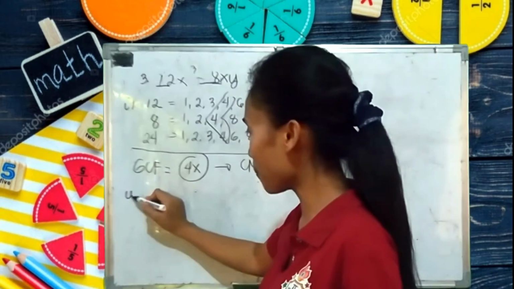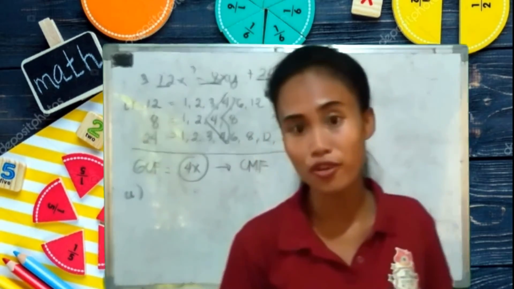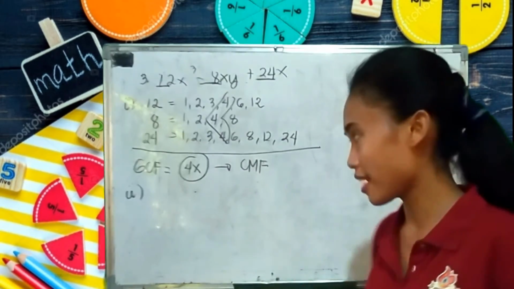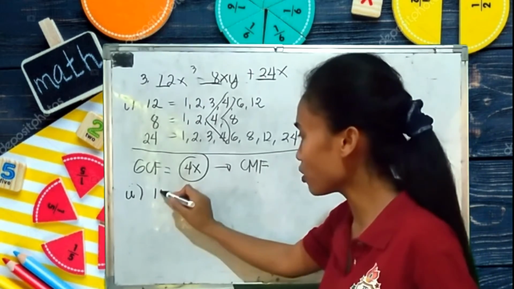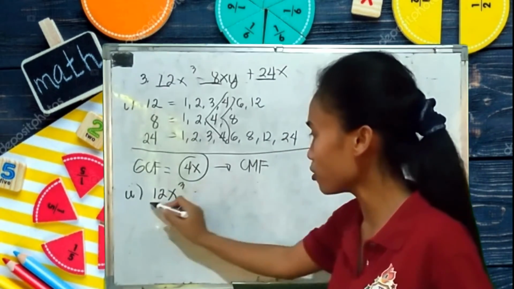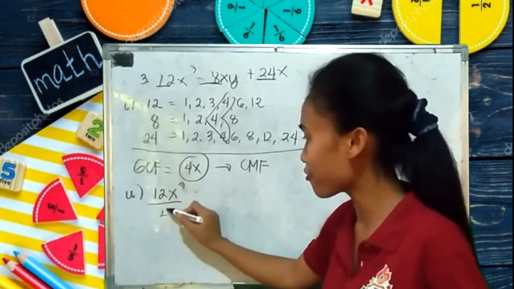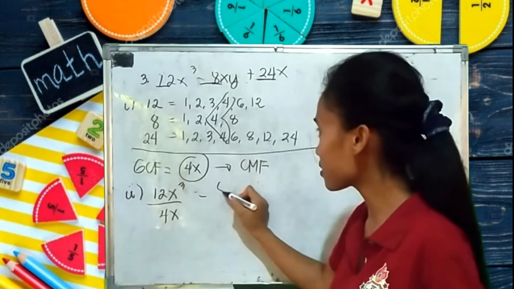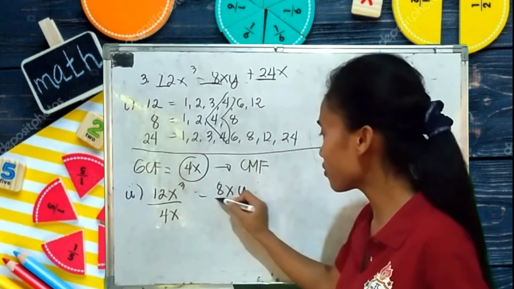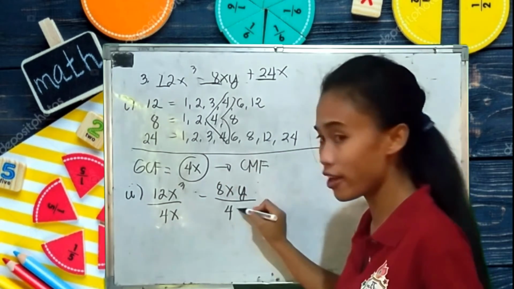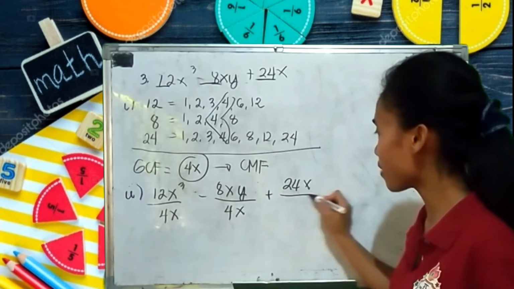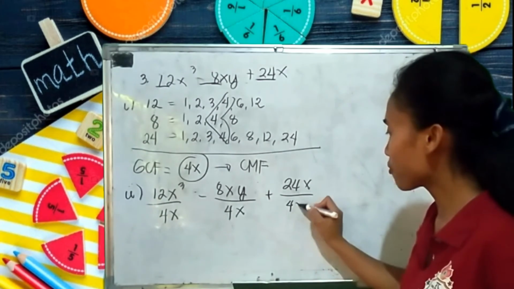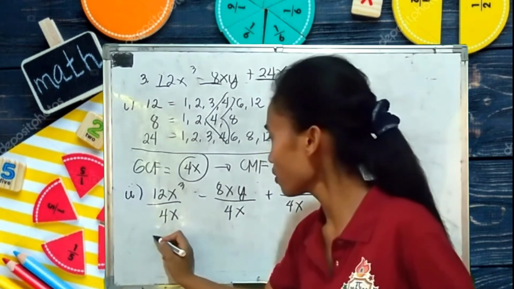For the second step, we are going to find the other factor. Again, how do we find the other factor? That is by dividing all the terms. 12x cubed divided by the CMF 4x, minus 8xy divided by the CMF 4x. And then finally, 24x divided by the CMF 4x.